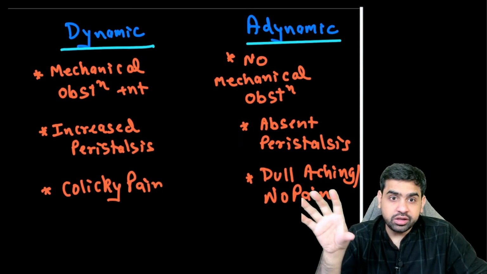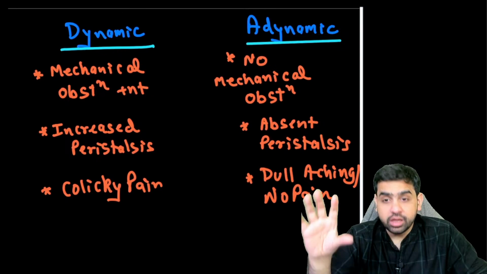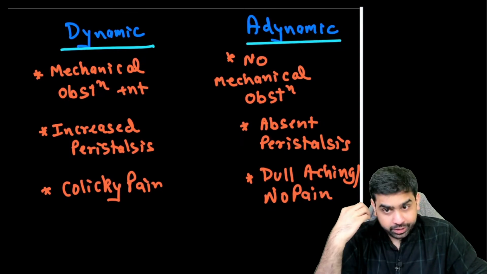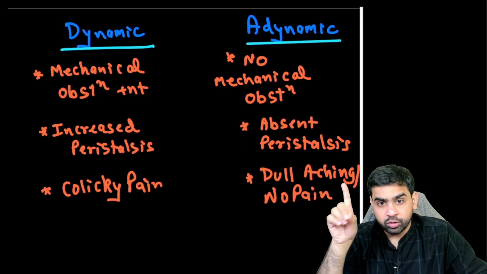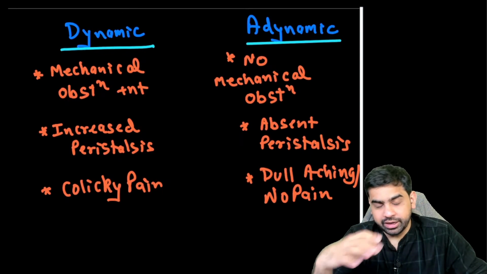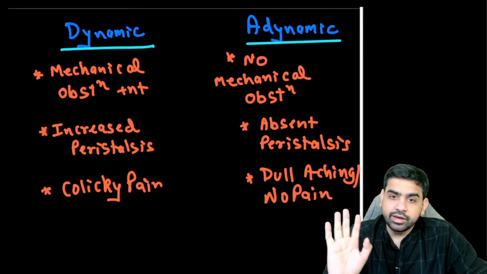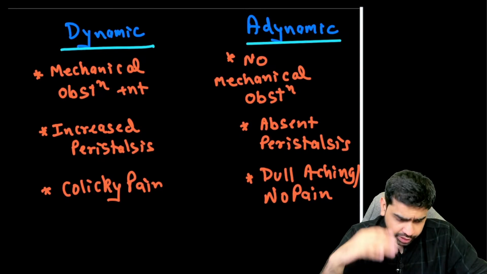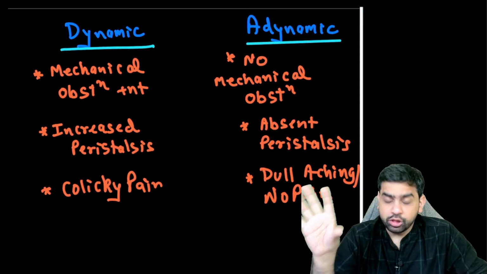Now, if there is a dynamic obstruction, there's going to be increased peristalsis, hyperperistalsis, which you see on auscultation. In dynamic obstruction, you get a colicky abdominal pain. In adynamic obstruction, you get a dull aching pain, or no pain at all, and absence of peristalsis.